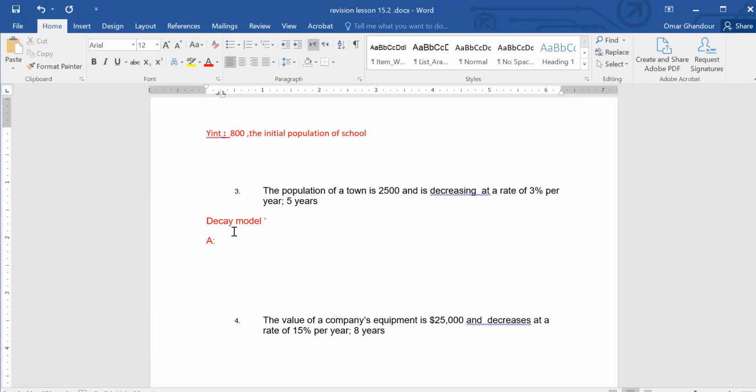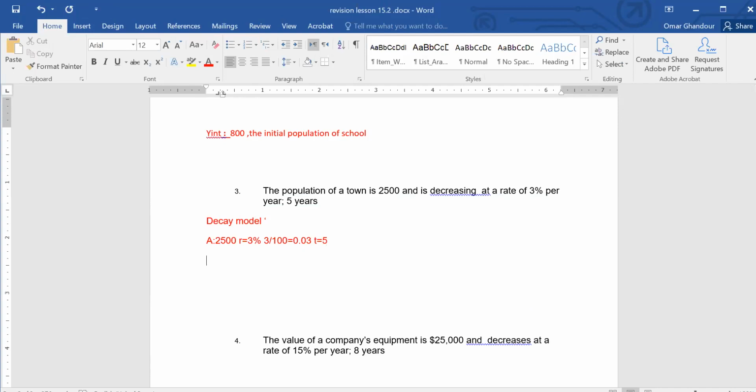A will be the beginning, which is 2,500. And R is 3%, which is 3 divided by 100, which is going to be 0.03. We found the R. What about my T? It's 5 years. Let's write the equation.